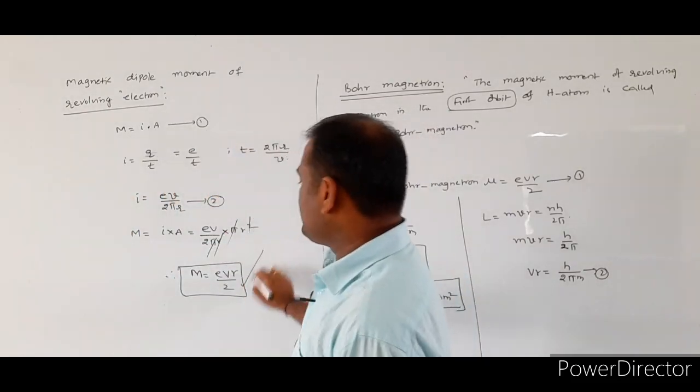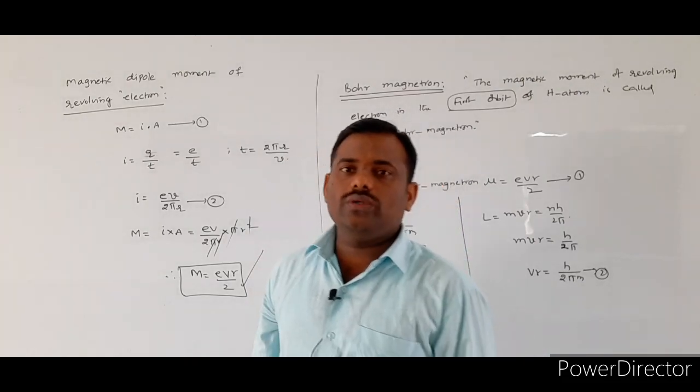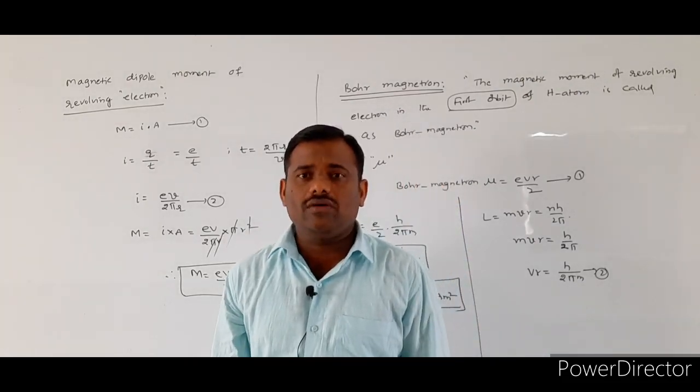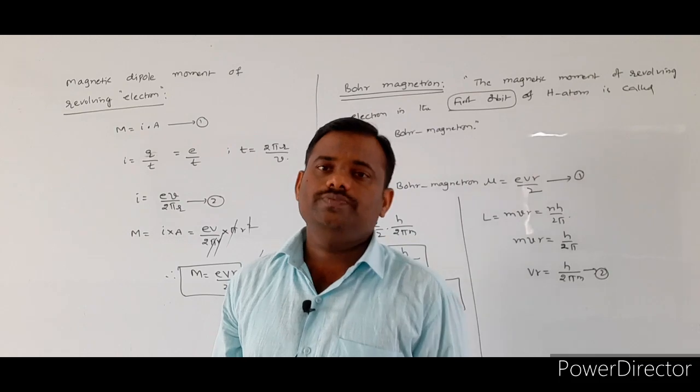Its general formula is equal to what? M is equal to evr by 2. M is equal to what? evr by 2.